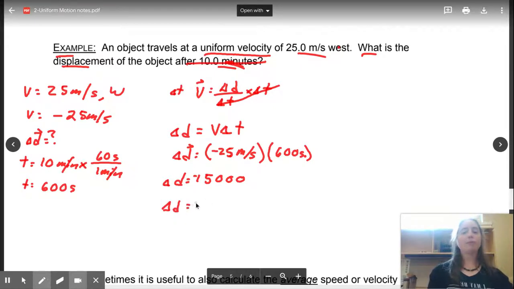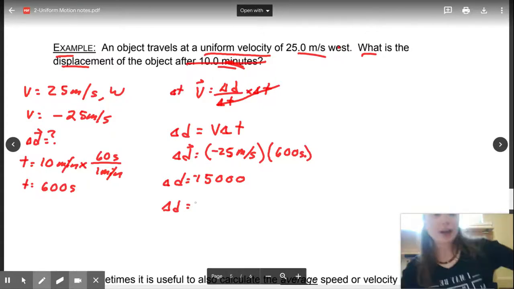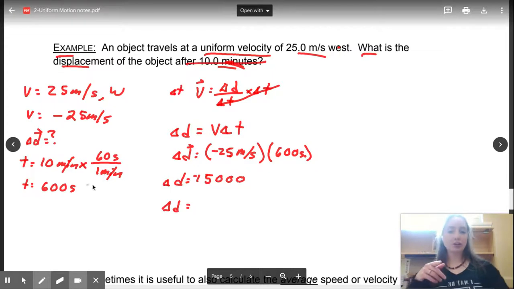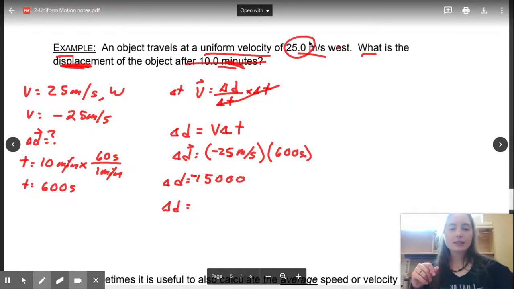Well, I now need to put my answer with sig digs, units, and correct direction. I know that I want direction here because I said displacement. Displacement is a vector quantity. That means if you don't put direction with your answer, I deduct points. I got a negative number. The fact I got a negative number means we're going west. Sig digs, 3 sig digs.